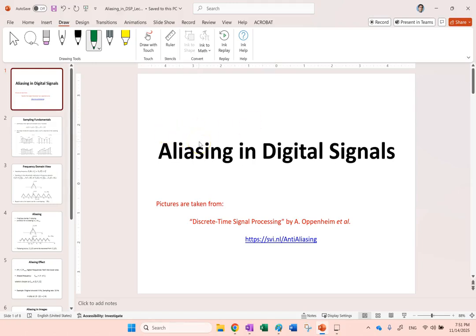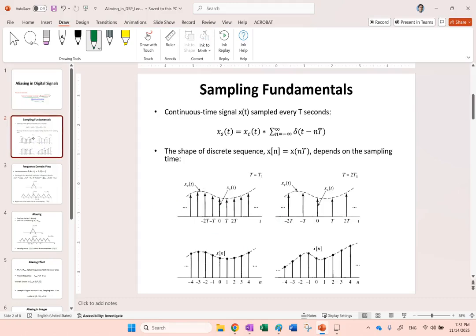So let's just start with aliasing, a common phenomenon when you are trying to sample an analog signal and go to digital. Now, some of the pictures here are coming from a very great book, which is one of the most important textbooks in DSP, called Discrete-Time Signal Processing by Oppenheim. That is one of the best books out there. So what do we have here? You know that when we want to go from an analog signal to a digital or discrete-time signal, we are going to sample the signal at specific intervals, right?